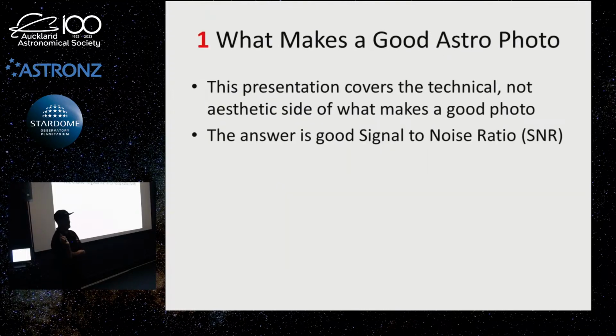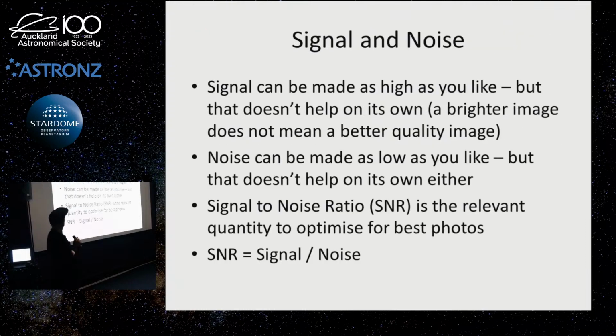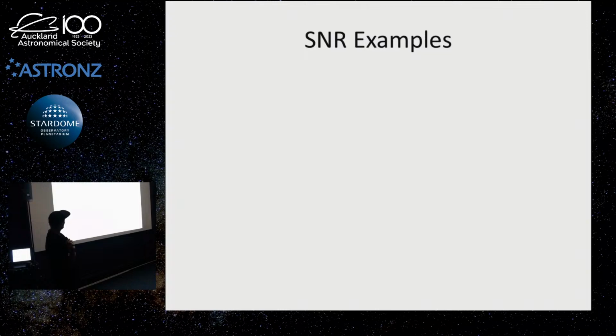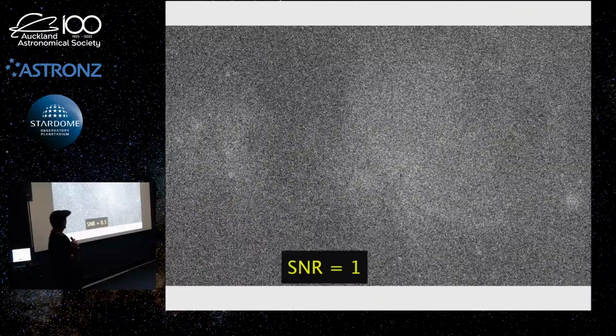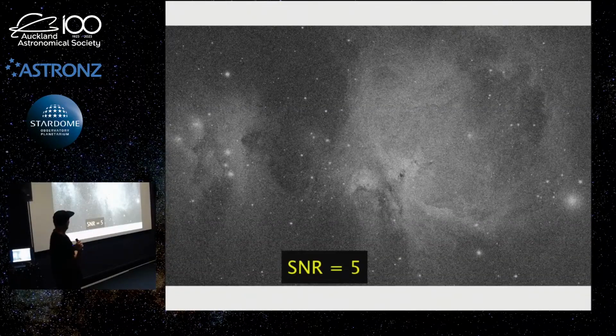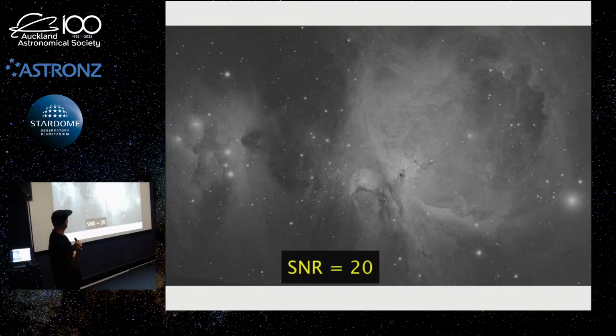What makes a good astrophoto? Signal to noise ratio, which is the ratio of signal to the noise. Quick examples: that's a signal to noise ratio of 0.5. Can't really see much. 1, 5, 20. Now you're starting to get good images. So you want to aim for a signal to noise ratio of 20 and above.